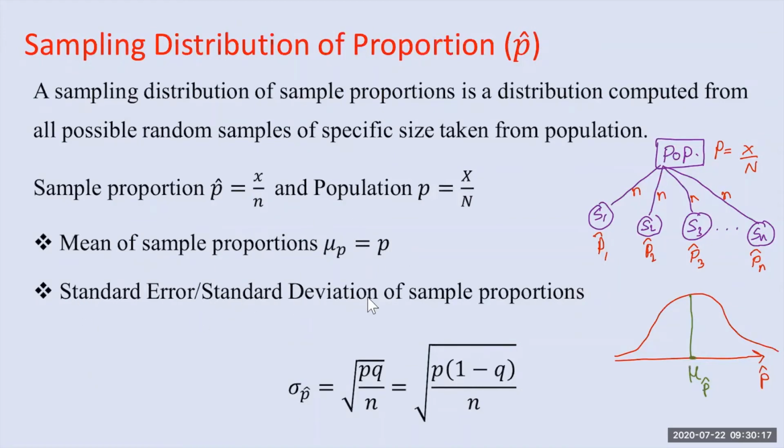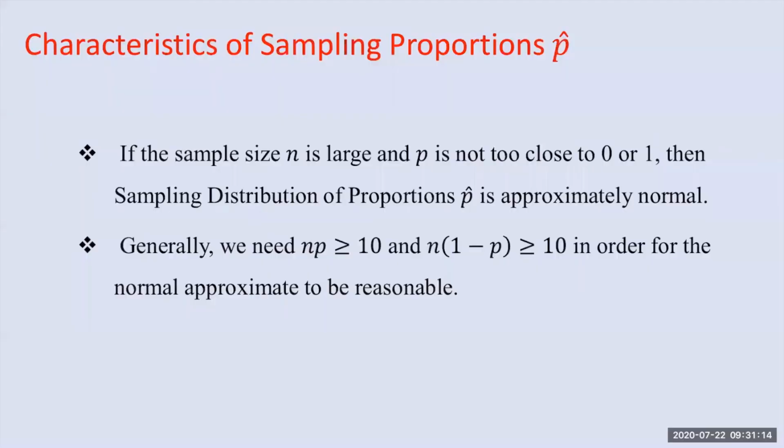Next one is the standard deviation, also called the standard error, which is calculated using this formula. The standard deviation sigma sub P hat is equal to the square root of P times Q over N, where Q is 1 minus P. So this would be the square root of P times (1 minus P) divided by N. That is the formula for the standard deviation. That is the formula for the mean. So that is the fundamental idea about the sampling distribution of proportions.